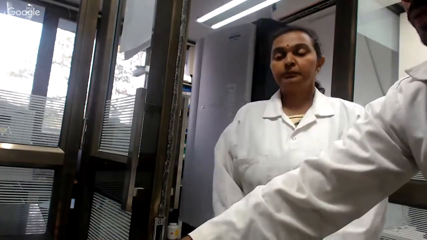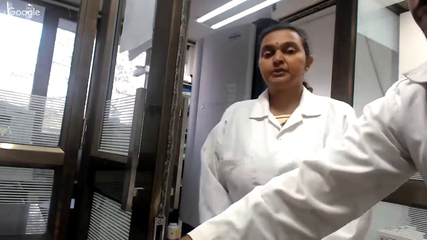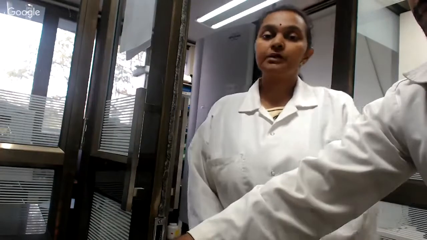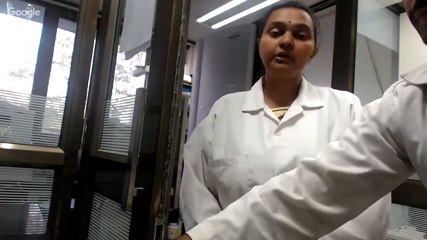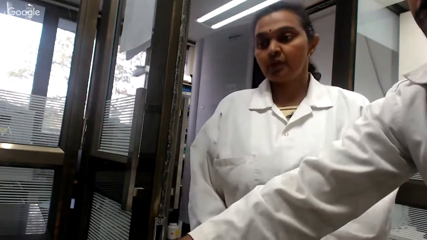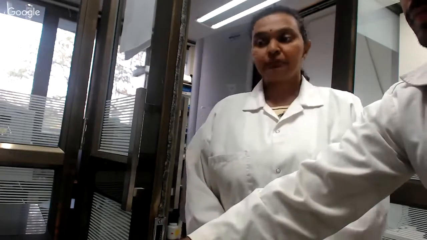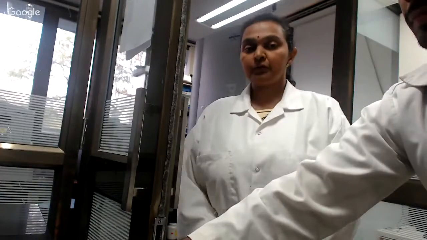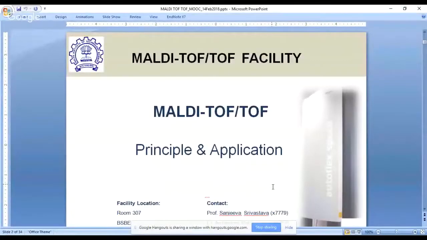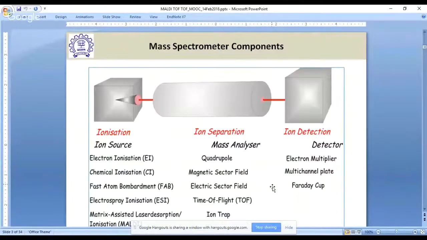So, MALDI-TOF is a type of mass spectrometer that is, like I said, for the analysis of various molecules, to find the molecular weight of various compounds. Before we move on to the MALDI-TOF, we would first like to talk about the different mass spectrometers. Any mass spectrometer for that matter generally has three basic parts.